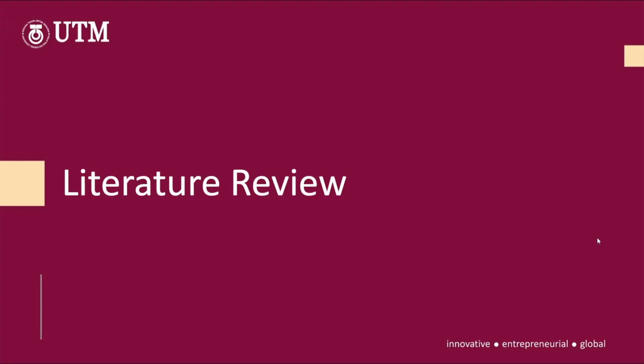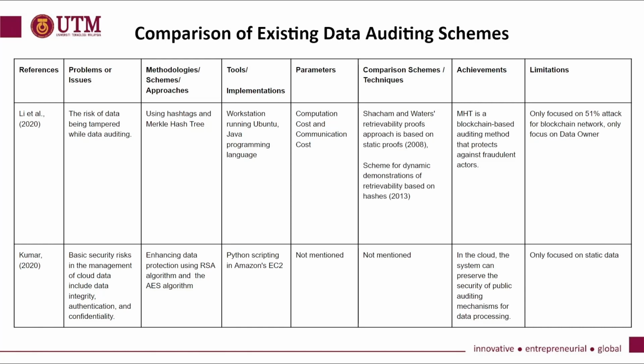Now moving on to the literature review. Several papers have been taken to compare the existing data auditing schemes. These are the headers that have been used to compare those papers: first is the reference, then the problem or issues, methodologies, tools, parameters, the techniques used, the achievements they have had, and the limitations of the work.